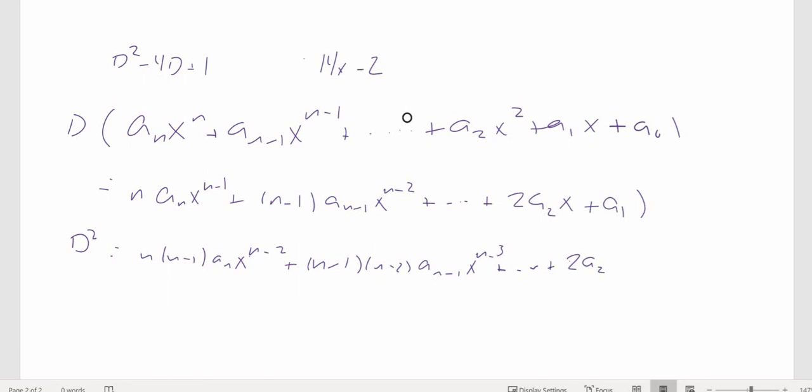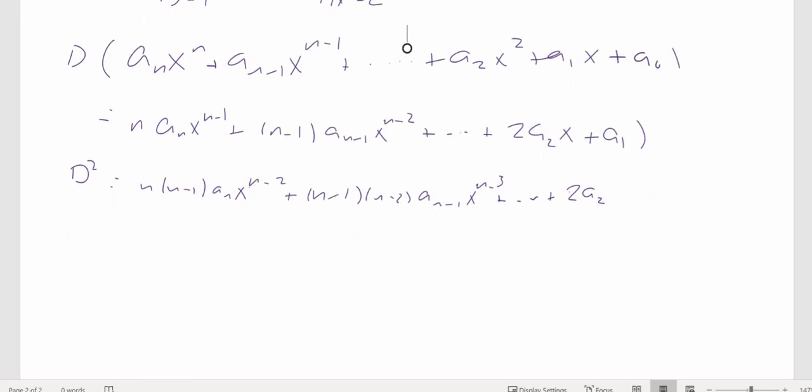Okay. Now, what we'll do is take the d squared minus 4d plus 1. Now all of this stuff has to equal 14x minus 2 in the end, right? That's what we're going to keep the eye on the ball here. So really all I care about are the coefficients for x and the constant terms. Okay, but if we do d squared minus 4 times d plus 1, remember what we're doing is we're taking this times this polynomial.